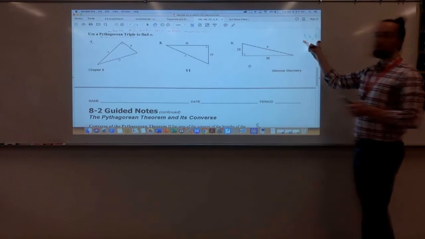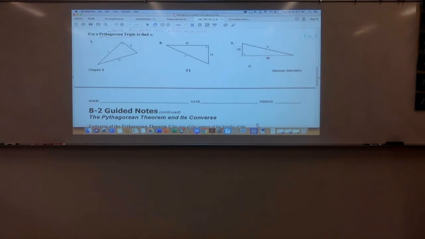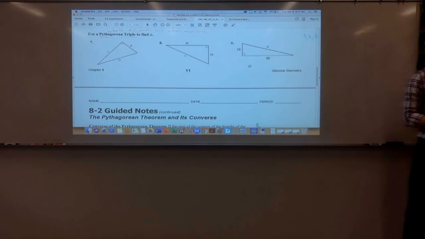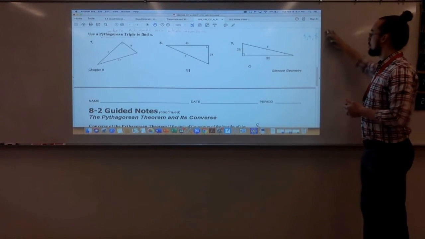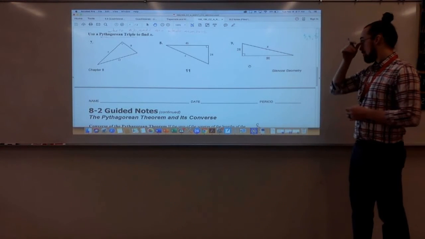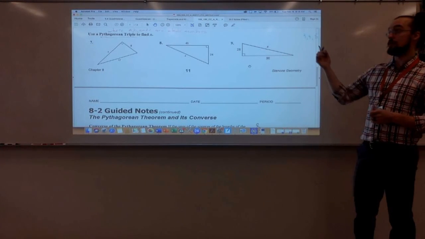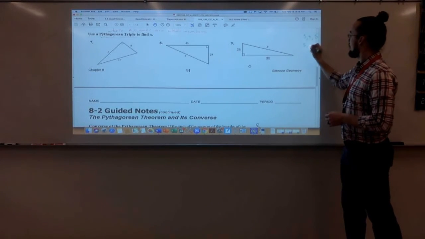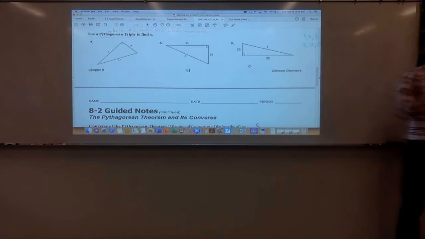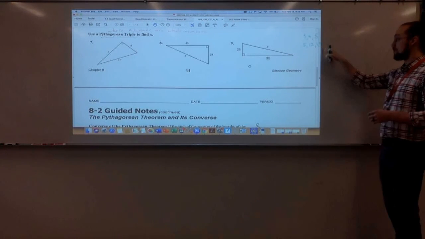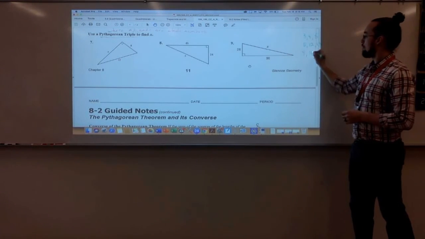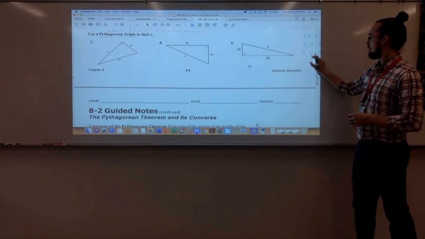So, 3, 4, 5 is the smallest Pythagorean triple. 3 squared plus 4 squared equals 5 squared. We're just going to look at a few of them, but write these lists down here. The next smallest one is 5, 12, 13. 5 squared plus 12 squared equals 13 squared. We actually did this one in one of the examples. Then 8, 15, 17.